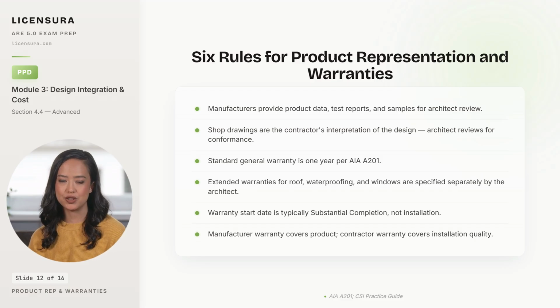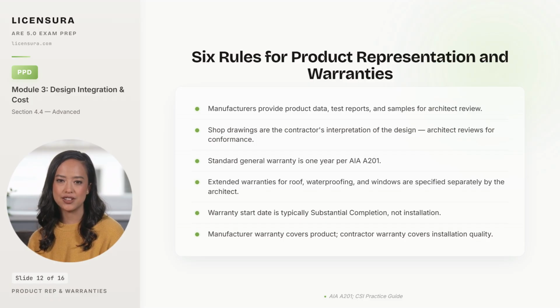and sits exposed for months before the building is substantially complete. Sixth, manufacturer warranties cover the product itself, while contractor warranties cover the installation quality. They are different warranties from different parties, and a failure in the field can trigger one, the other, or both depending on root cause. One single word on the shop drawing stamp can shift liability.